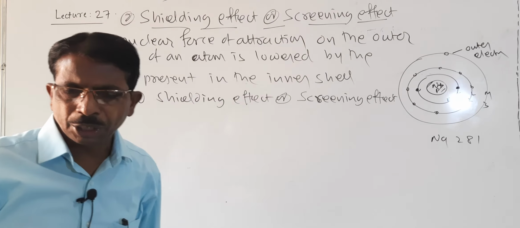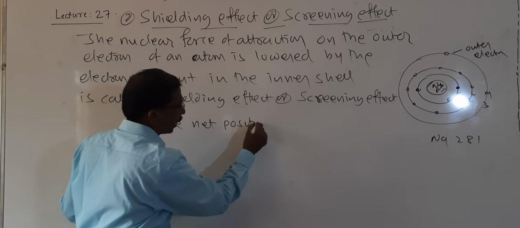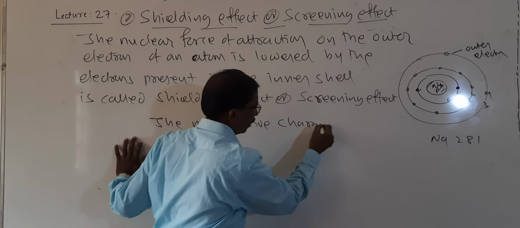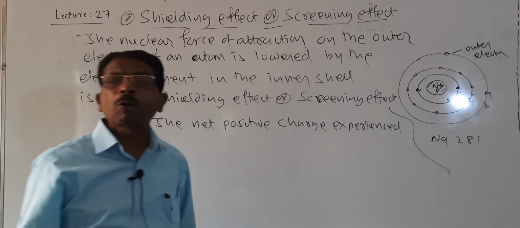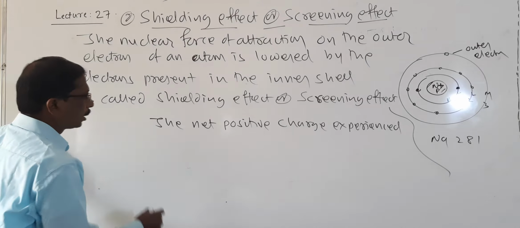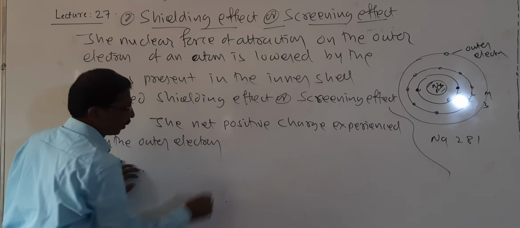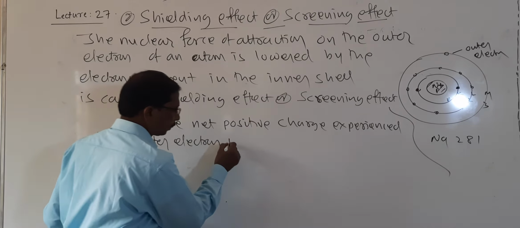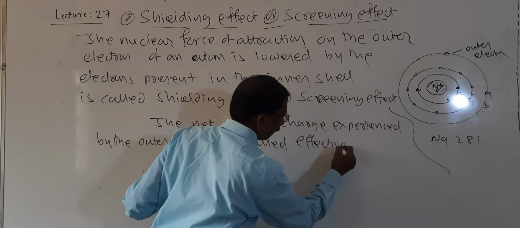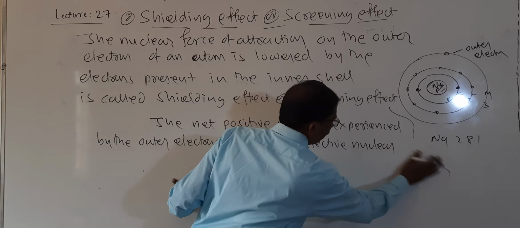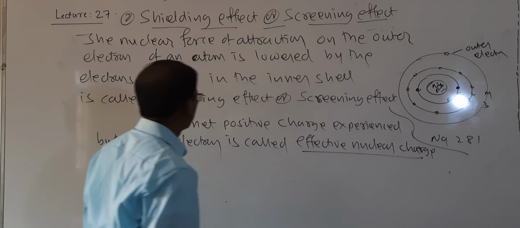Then what is effective nuclear charge? The net positive charge experienced by the outer electron is called effective nuclear charge. Look here, students.